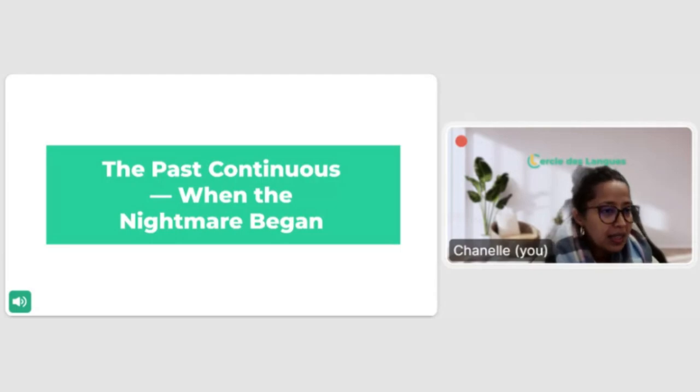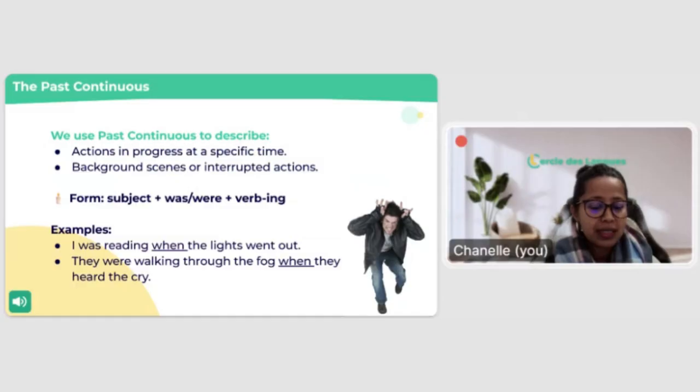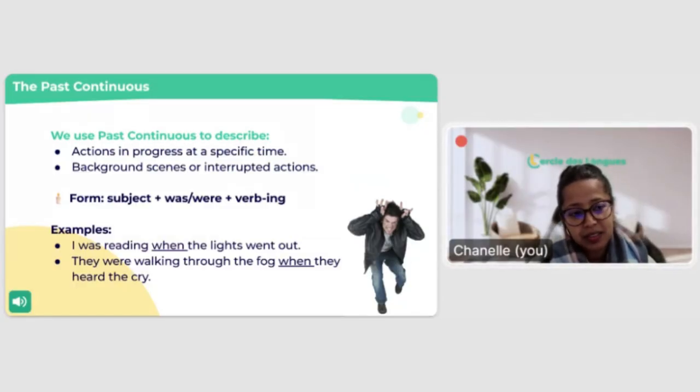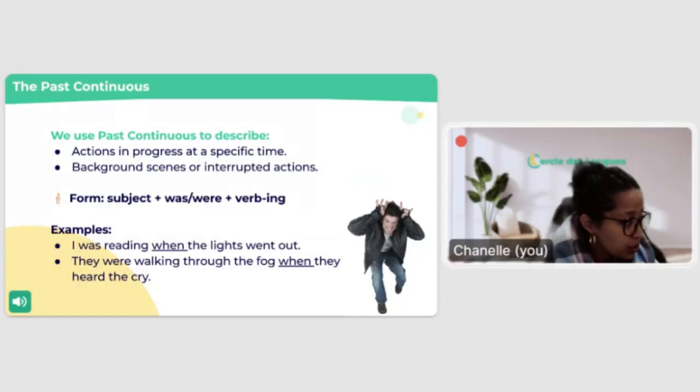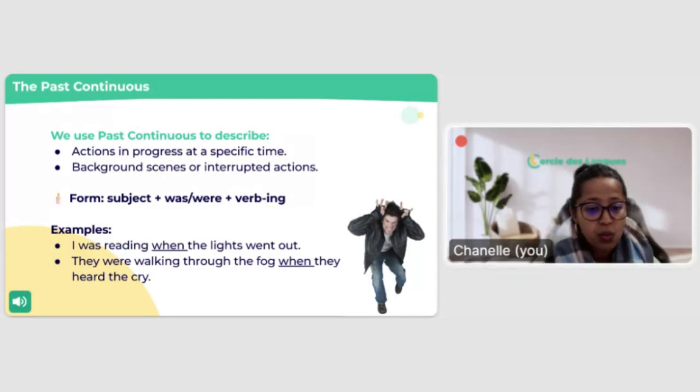So now that we see the past simple, which is for moments that are finished in the past, we move on to the past continuous, when the nightmare began. We use the past continuous to describe actions in progress at a specific time. You also use the past continuous to describe scenes or interrupted actions. Your form will be your subject plus was or were and your verb plus ing.